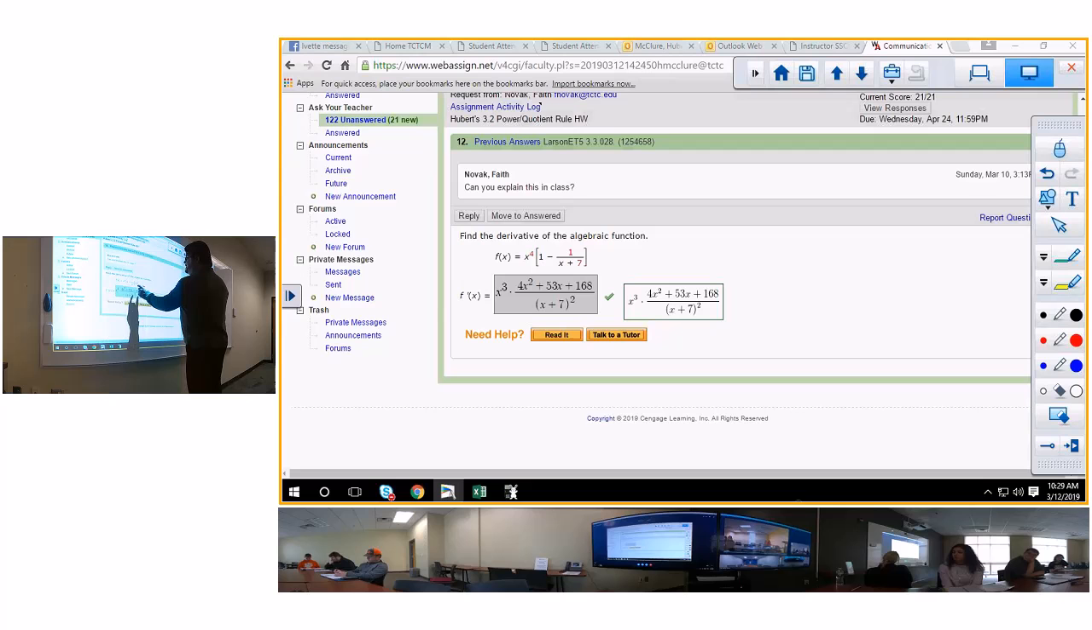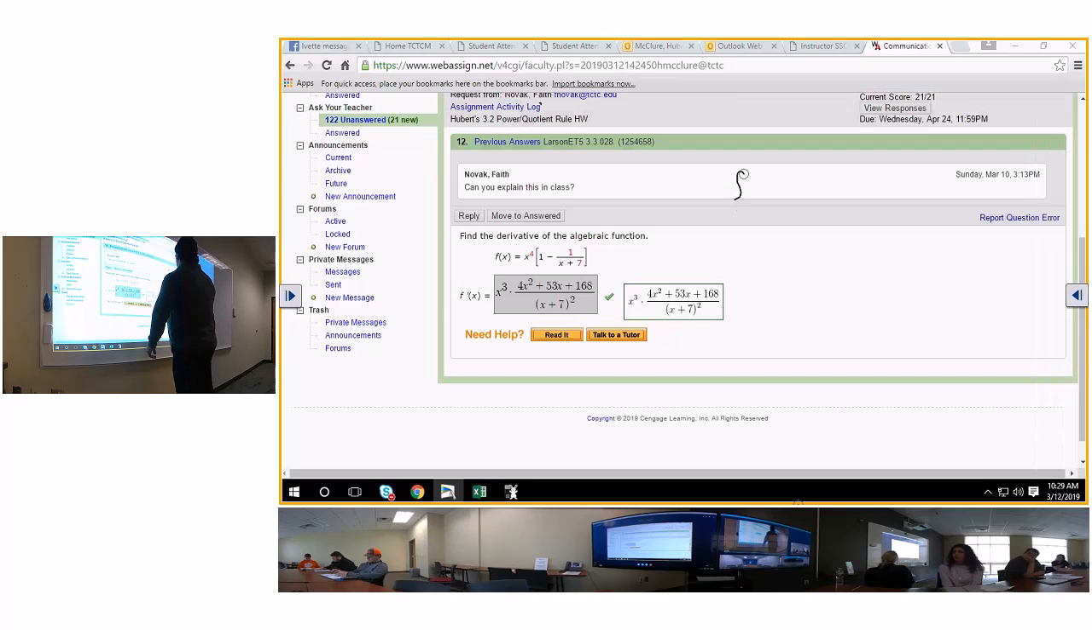And I'm going to bring this x plus 7 up top. Well, no, I'm not going to do that right yet. So f of x is equal to x to the 4th, and I'm going to put a star right here so you'll know that we're going to use the product rule. And that's going to be 1 minus 1 over x plus 7.